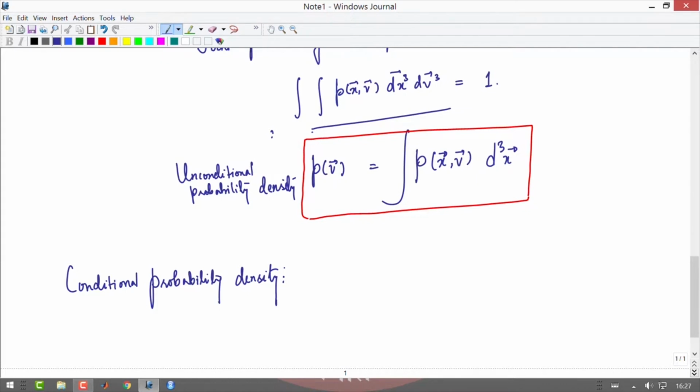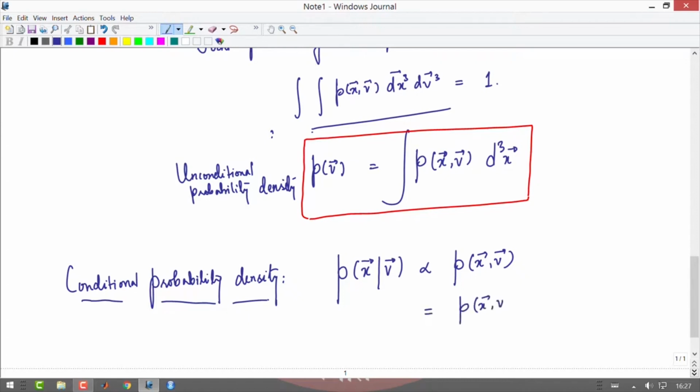Okay, so this is defined as asking what is the probability density of finding a measurement on x such that the measurement on velocity is v. This is called the conditional probability density, and this is definitely proportional to your joint probability density. That is my total information, and the equality can be taken by dividing this by a norm.